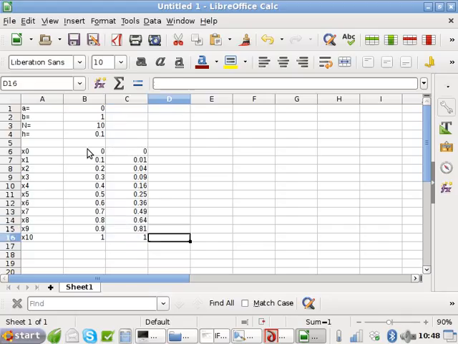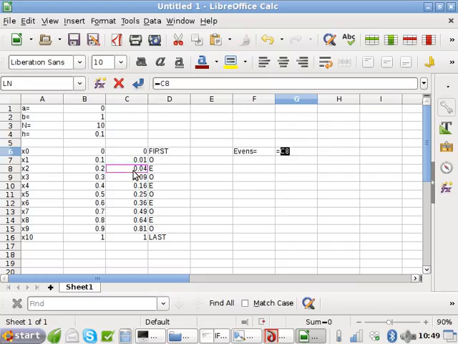Now we need to write down the first, the last, the evens, and the odds. So there's the first, there's the last. Right, evens. Even, even, even, even, and then odd, odd, odd, odd, odd. Okay, so let me write out the total for the evens. So that would be equal to this one, plus this one, plus this one, plus this one.